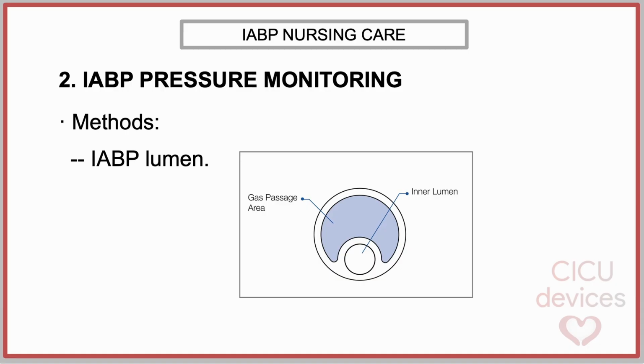The IABP catheter incorporates a central arterial lumen that allows direct invasive measurement of aortic pressure from its distal tip, typically positioned in the descending thoracic aorta. This pressure signal is transmitted to the console and displayed as a continuous arterial waveform, which is used both for hemodynamic assessment and for timing balloon inflation and deflation. Accurate arterial pressure monitoring is essential to ensure appropriate device performance and patient safety.